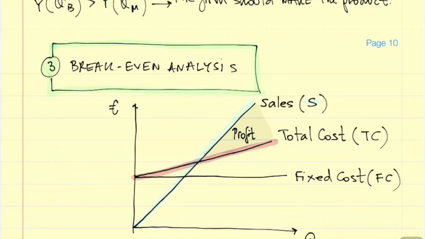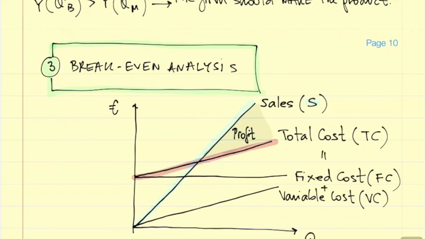Fixed cost, that no matter what we have, okay, and then we have some variable cost. And the sum of fixed plus variable cost equals the total cost. Okay, so whatever we have below our curve, here, we have more cost than sales, so this is our loss.